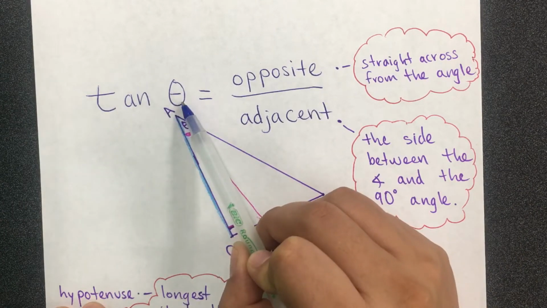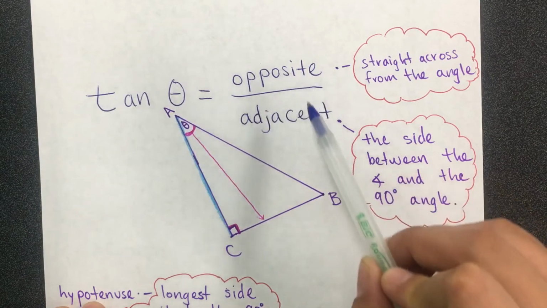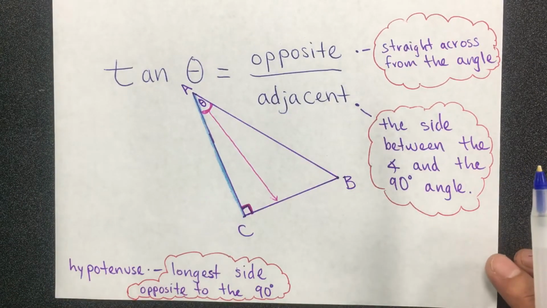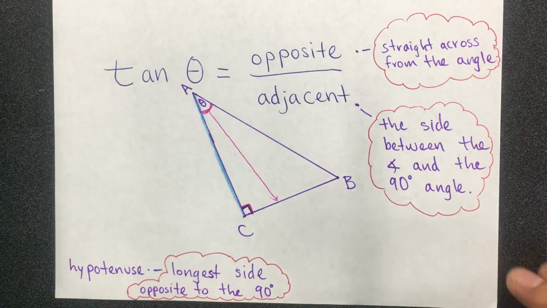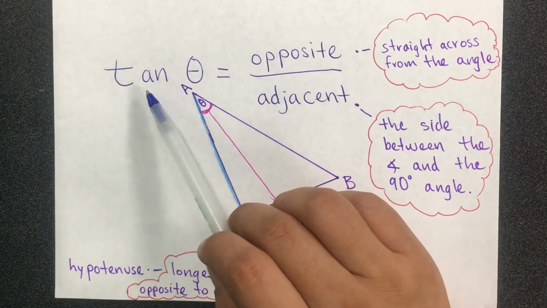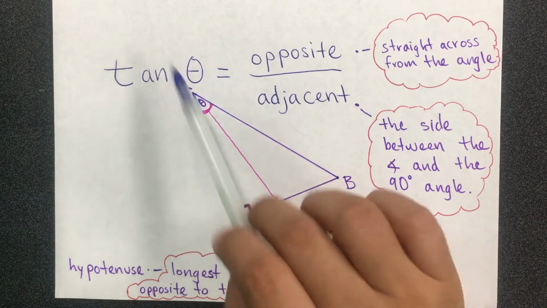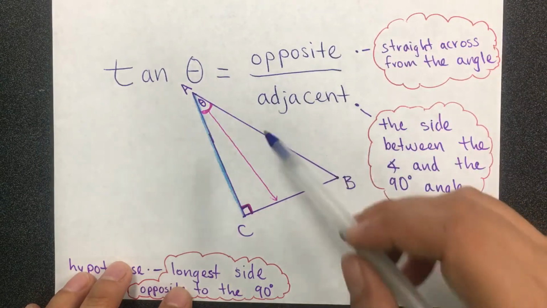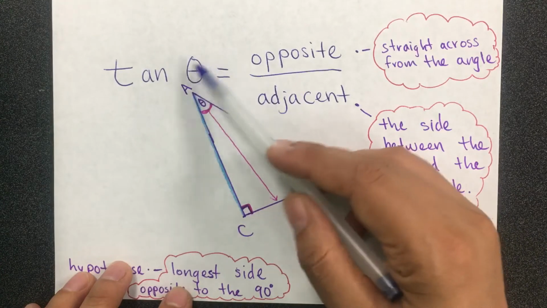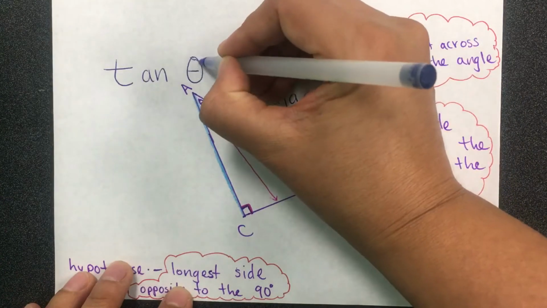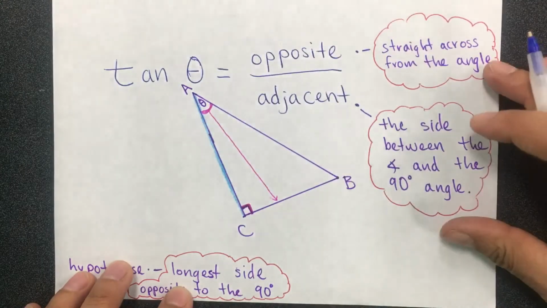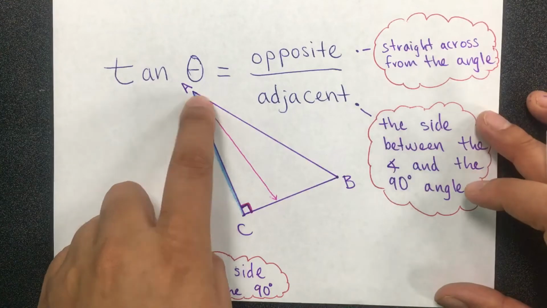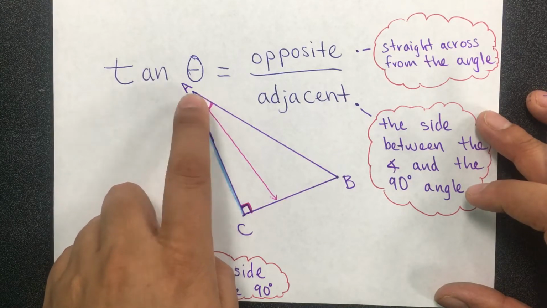Tangent of theta is equal to opposite over adjacent. This is something that we need to know because we're going to be learning three different trigonometric ratios, which are tangent, sine, and cosine. For today, it's only tangent. Opposite, first of all, we have to identify which angle we're talking about. And in here, theta, it's this right here. It's just a Greek letter representing the measurement of that angle, okay?